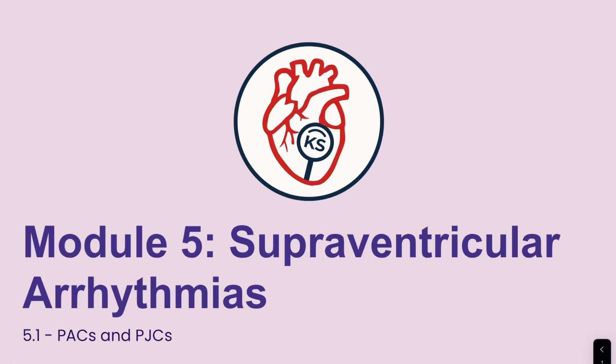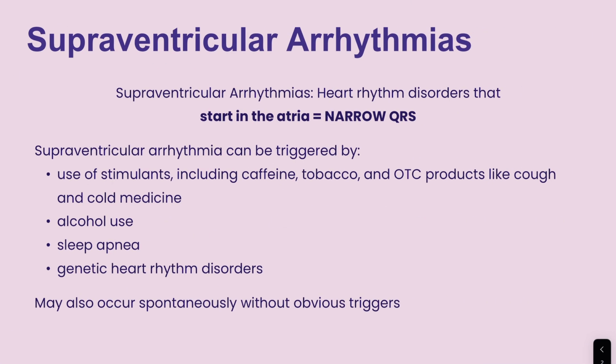Alrighty, Module 5, supraventricular arrhythmias. Let's get started. Supraventricular arrhythmias are heart rhythm disorders that start in the atria. So the key thing here is they have narrow QRS complexes, and this is super important.